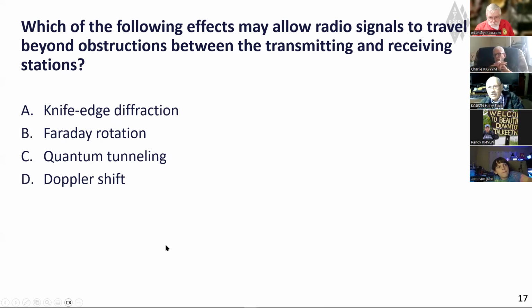That's the only explanation I found that explains why I can get into that repeater with 5 watts. Now I've got a big object between me and the club repeater that takes 20 watts to get through, and it's only 6 miles away. Yeah. Anyway, back to you. Well, that was knife edge diffraction.